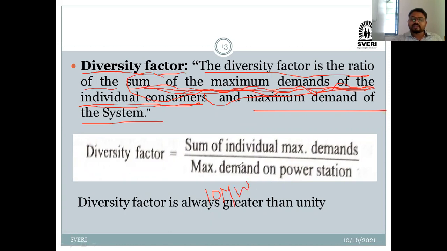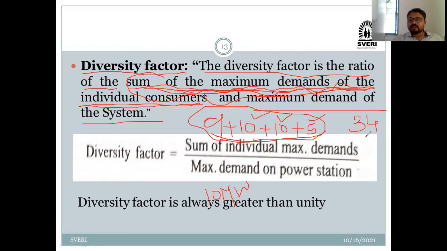Okay, the maximum demand on that power system is 10 megawatt. And if I take some individual maximum demands, say 4 consumers, if my first consumer's maximum demand is 9 megawatt, the second consumer's is 10, the third consumer's is again 10, and the fourth consumer's is 5, so what do we have to do? I have to add all these individual maximum demands. So 10 megawatt plus this 10 megawatt is 20, plus 5 is 25, plus this 9 is 34 megawatt, divided by the maximum demand on the power station.